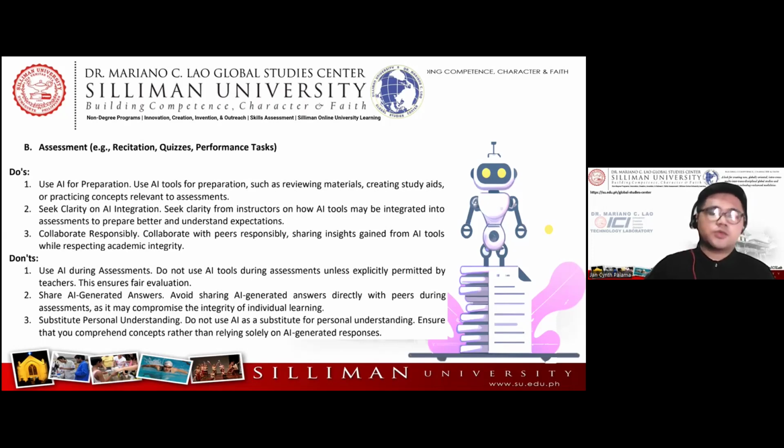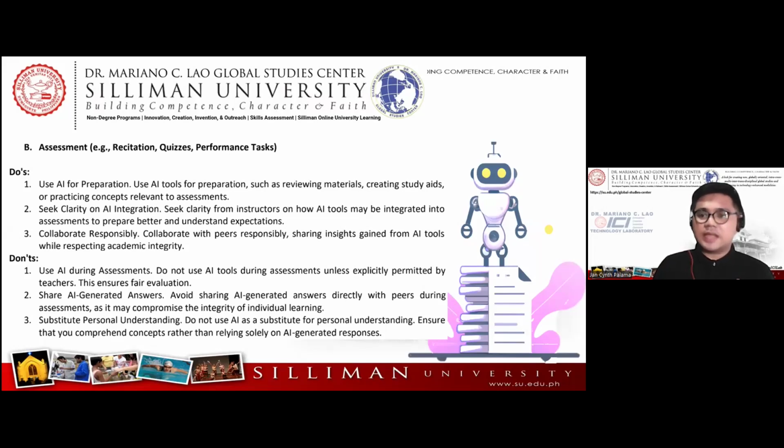Next, don'ts during assessment. Do not use AI during assessment. Do not use AI tools during assessment unless explicitly permitted by teachers. This ensures fair evaluation. Everyone, you should ask for clarity again. This don't number one will answer do's number two. You should ask for clarity from teachers.